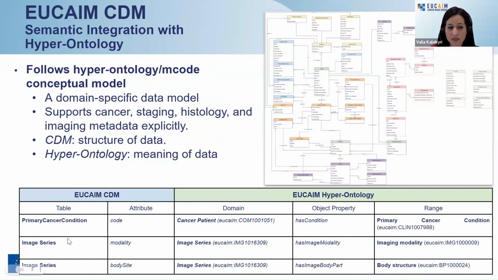As an example, in the CDM, the image series table and the attribute modality is equivalent in the hyper-ontology with the image series domain. The object property has image modality, and this is the range. So the range here, all the classes that are subclasses of these are actually the values that can be associated with this modality attribute in the CDM itself.